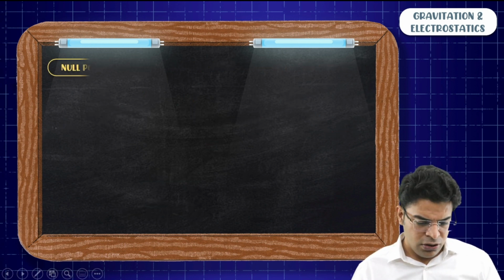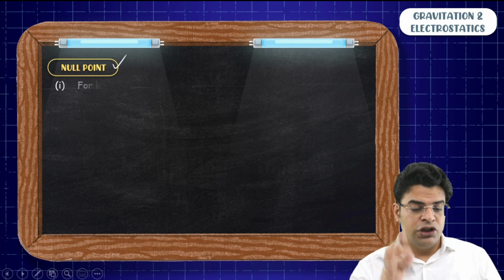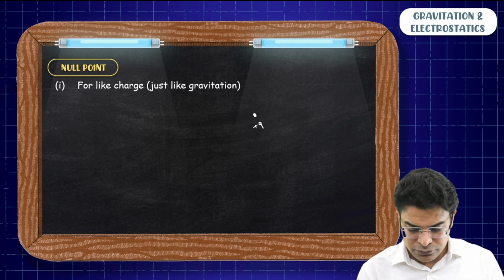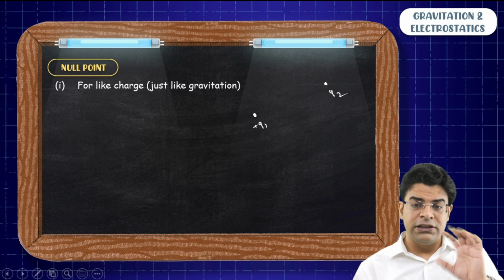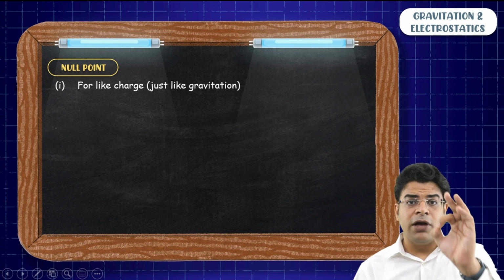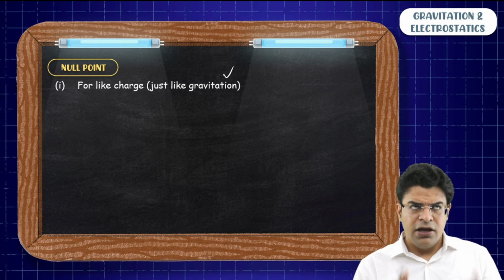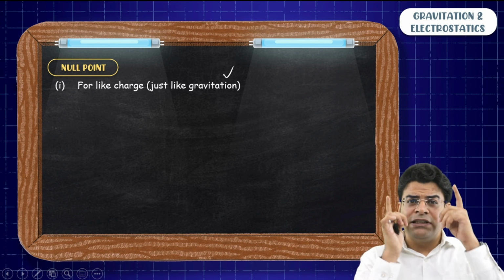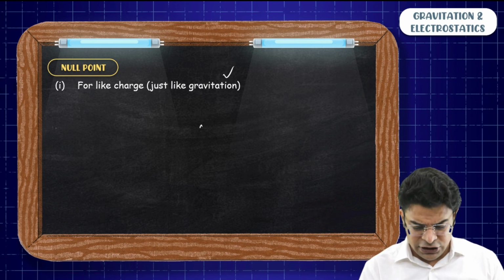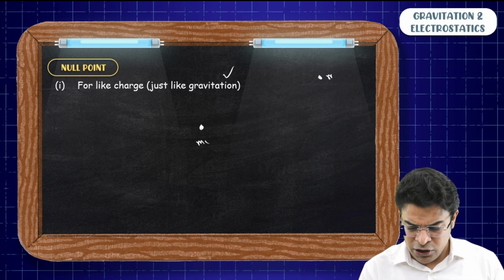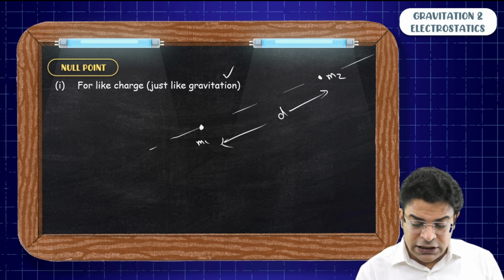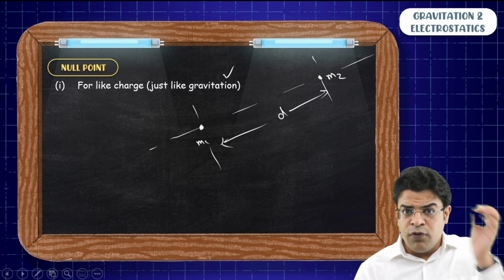Now let's talk about the null point in the case of charges. For like charges, if both the charges are positive or if both the charges are negative, then you get the case exactly the same as that of gravitation. So remember that if both the charges are positive or if both the charges are negative, then it's the same case as gravitation. In case of gravitation, if we have two masses m1 and m2 separated by some distance d, where do you find the null point? On the line joining the charges, in between the charges. At what distance from m1?